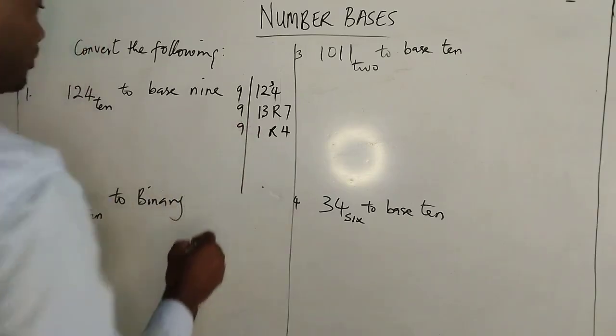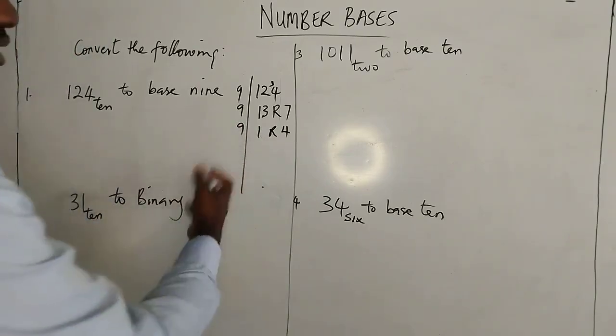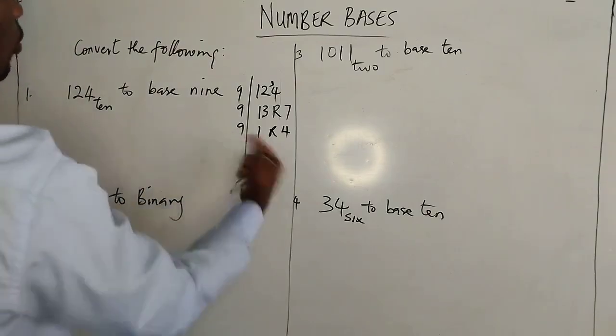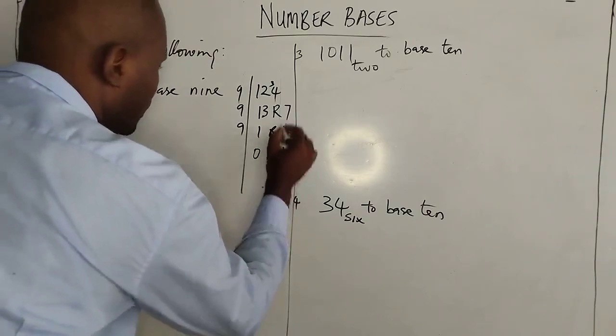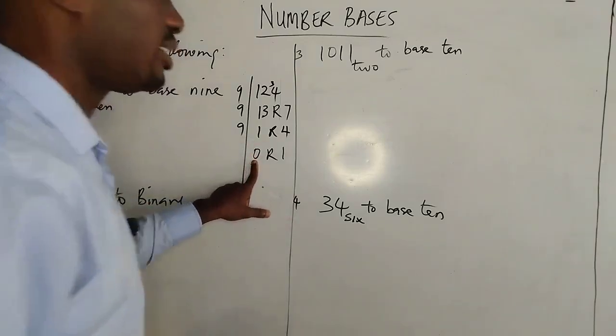9 will divide again. 9 divide 1. Of course, it can go through. 1 is not divisible by 9. What do you do? You write 0. The remainder is 1. So you stop the division once you get 0.